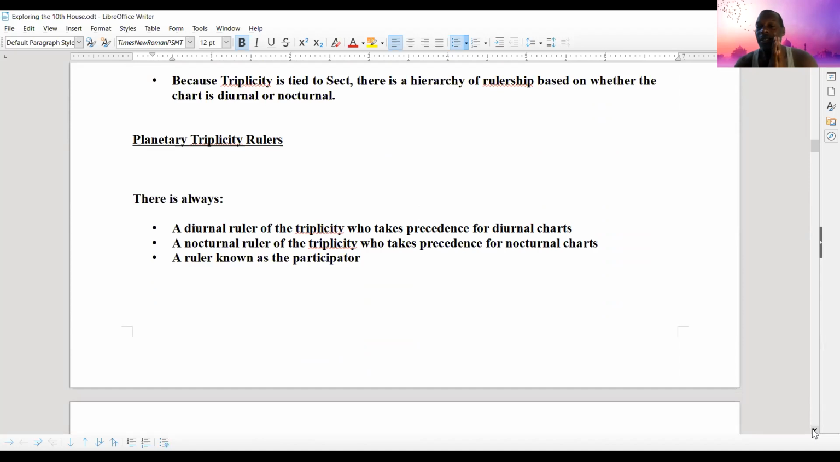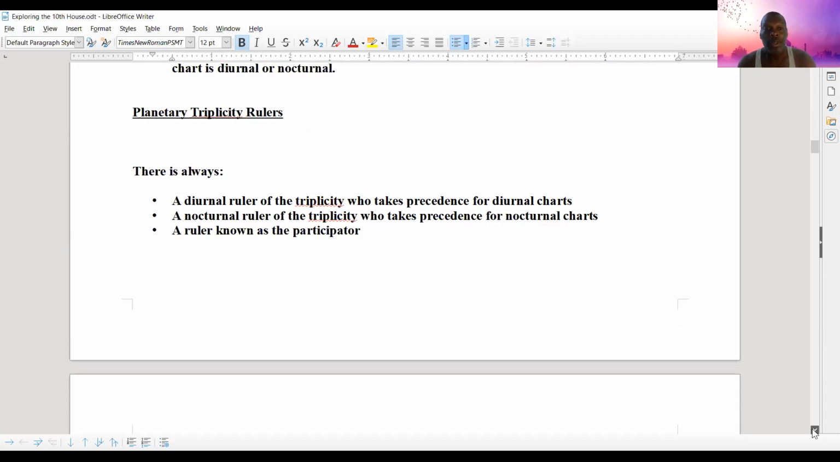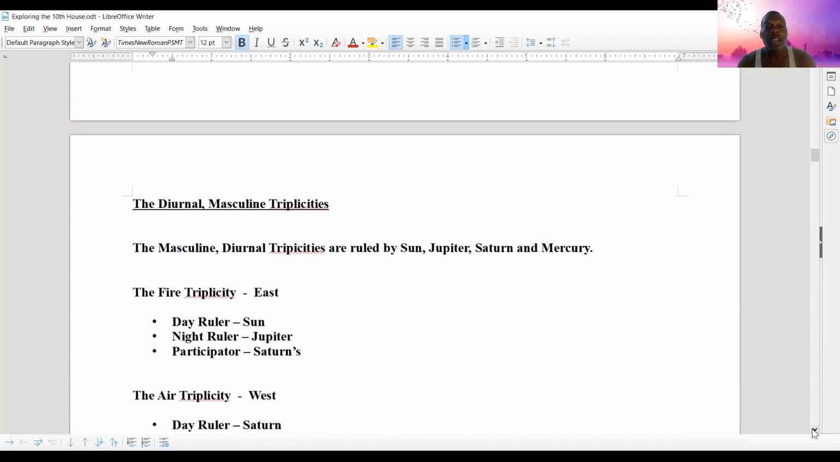Okay. This is how triplicity works. We're veering off into essential dignity land, and we're veering off even a little bit even further, but it will all come back, I promise. There is always a diurnal ruler of the triplicity who takes precedence for diurnal charts. There is always a nocturnal ruler of the triplicity who takes precedence for nocturnal charts. Then there is a ruler that is known as the participator. All right, so we're going to figure out who they are now.